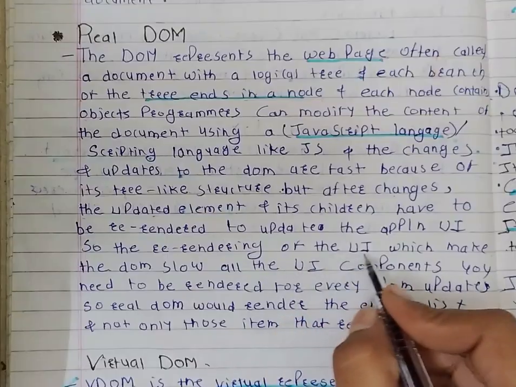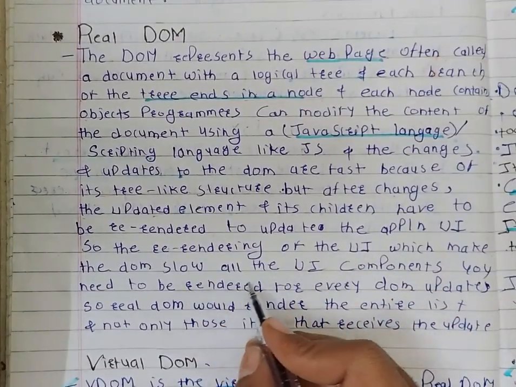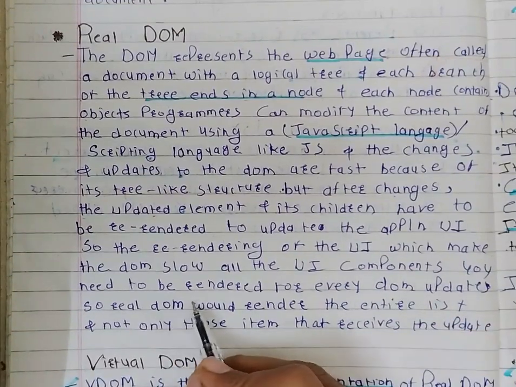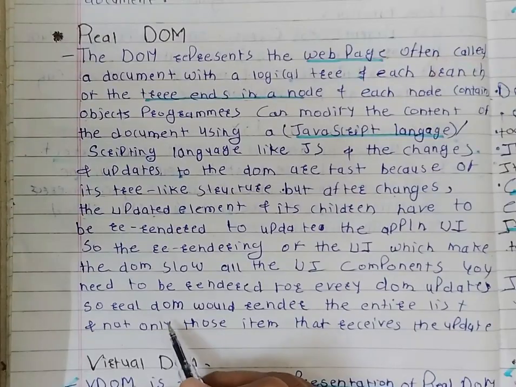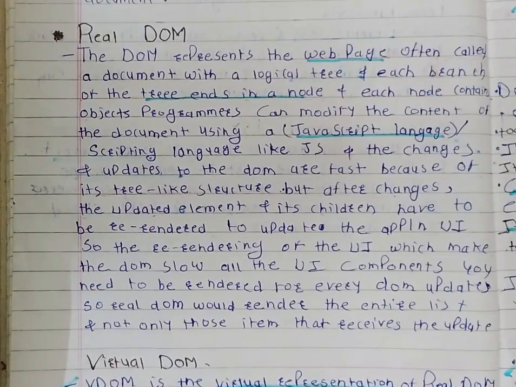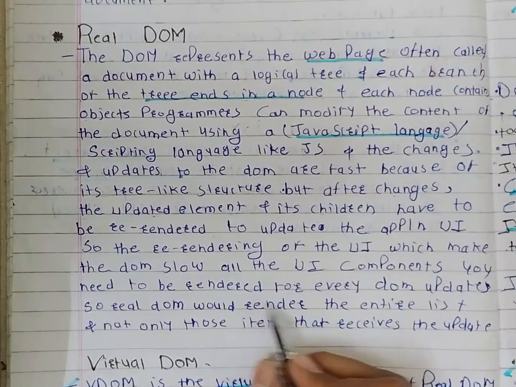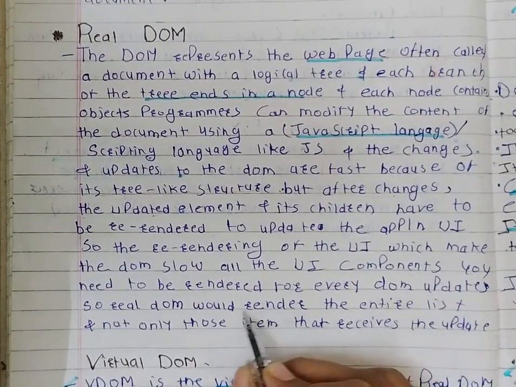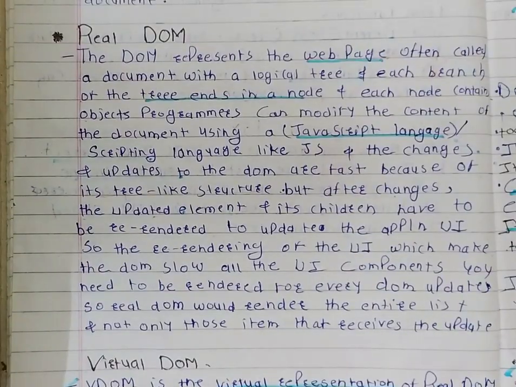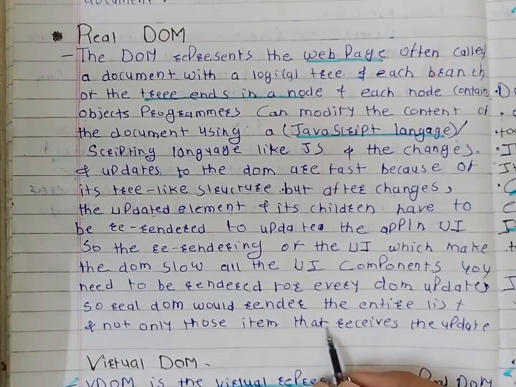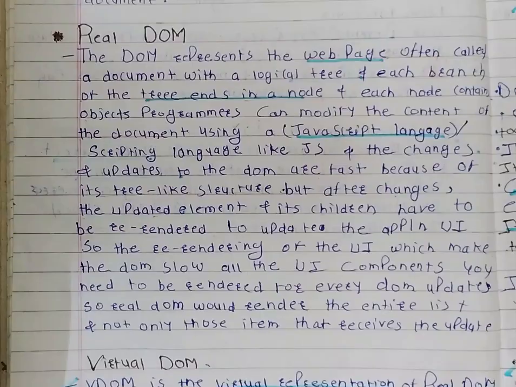So the rendering of the UI is what makes the DOM slow. All the UI components need to be rendered for every DOM update. So real DOM would render the entire list and not only those items that receive the update. If any changes happen within the DOM, it re-renders the entire DOM instead of just updating that single thing. So sometimes it is slower because it updates the whole DOM again and again even if there is a little change.